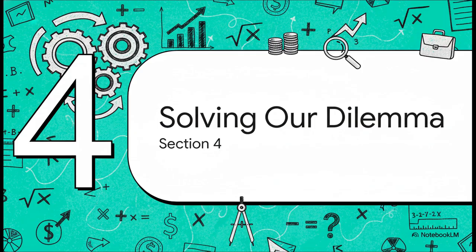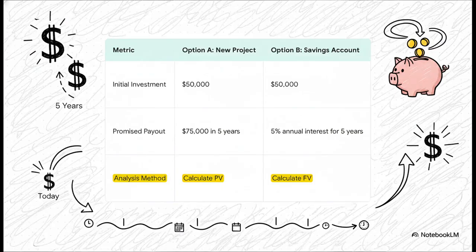And we're not going to use a gut feeling or a guess. We're going to use mathematical certainty. Let's apply what we've just learned. Okay, here's the setup again. We have our two options.